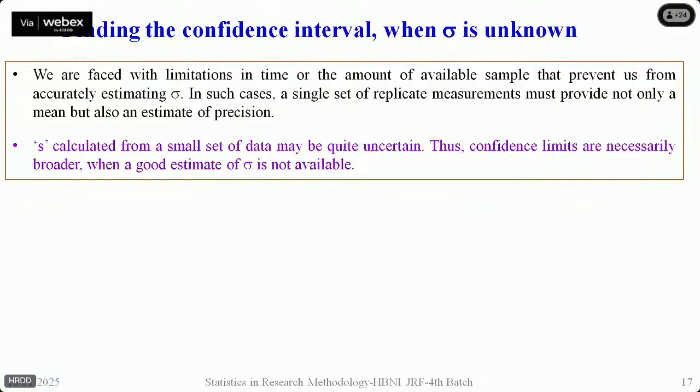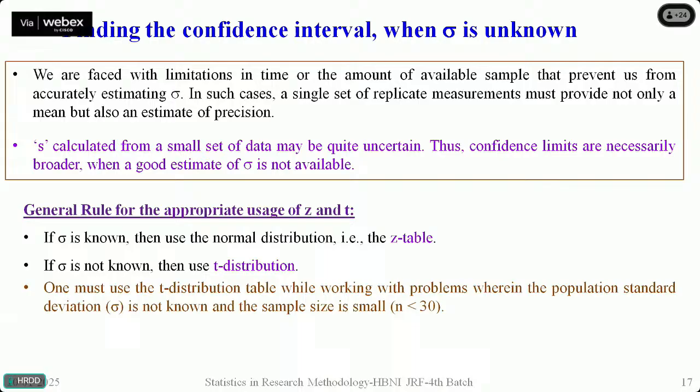So when to use T, when to use Z. Yesterday we learned the Z table. Today we are going to learn the T table. When we have sigma known, then we go for the Z table. When sigma is not known, or I am not sure whether this is actually sigma or a sample standard deviation, then I go for the T test. That will be the more practical case.